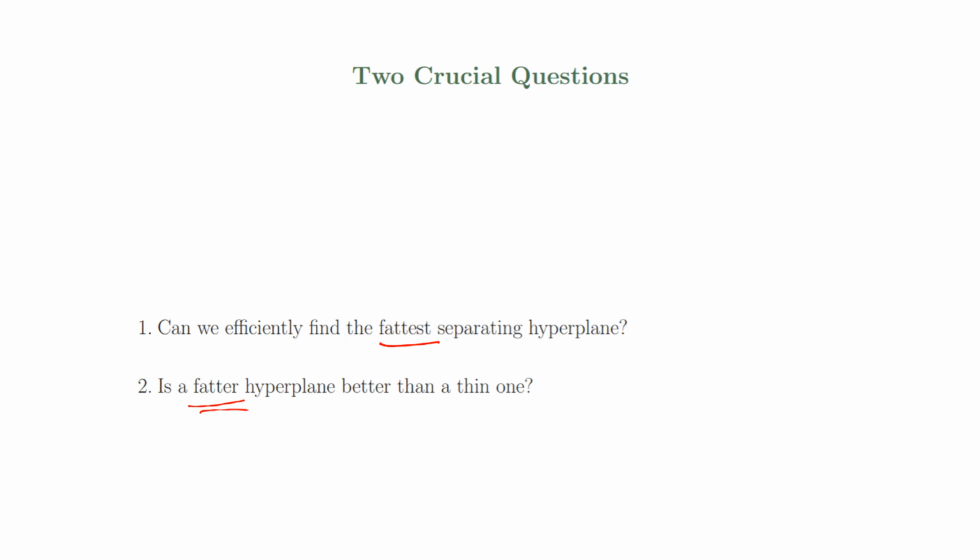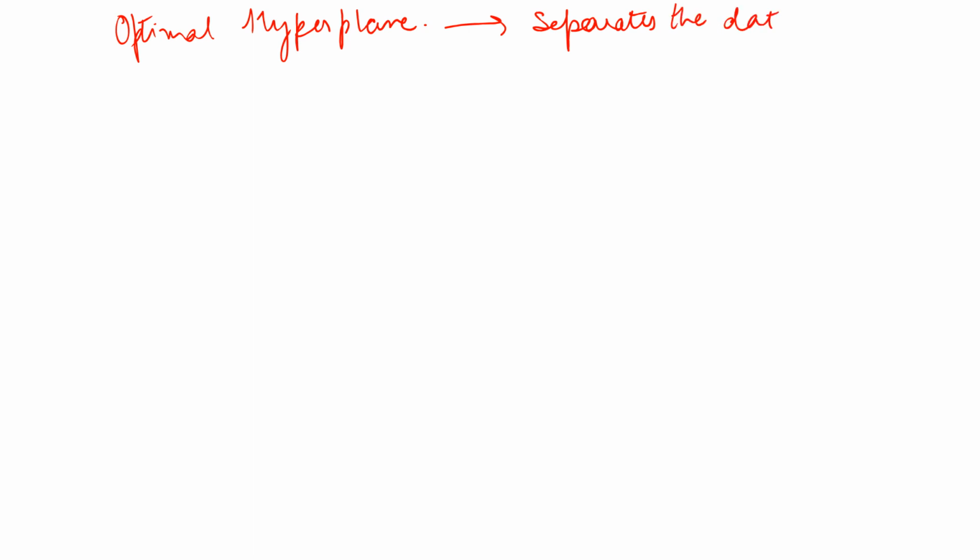And so let's begin with question number one. Can we find the thickest hyperplane, also sometimes called the optimal hyperplane, because it is optimal in the sense of how fat we can get? So, the optimal hyperplane. All right, can we find the optimal hyperplane that separates the data? And in order to find that, we will have to understand the geometry of the hyperplane one more time.